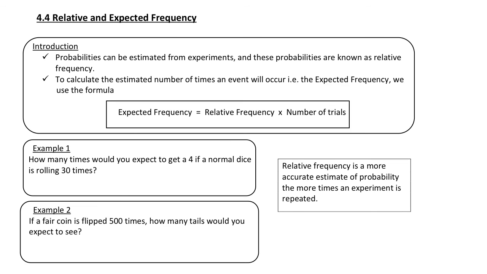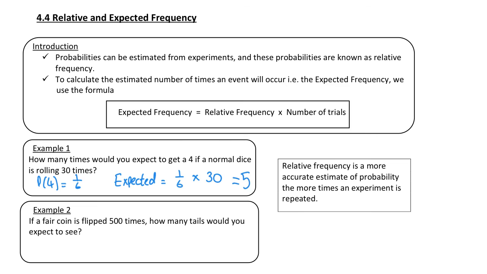So how many times would you expect to get a 4 if a normal dice is rolled 30 times? So what we know is that the probability of a 4 is 1 over 6. So the expected number that we would get is going to be 1/6 multiplied by 30. So we're multiplying the probability, or the relative frequency, by the number of trials. And a sixth multiplied by 30 is the same as 30 divided by 6. So it's 5. So what we would expect is five 4s when we roll a dice 30 times.